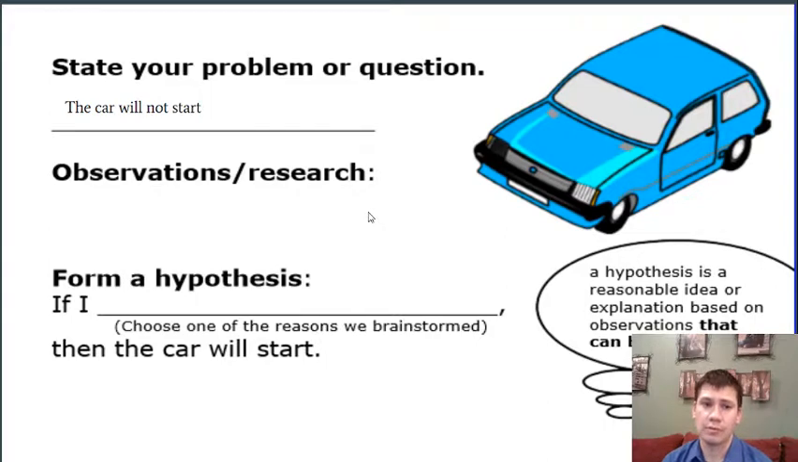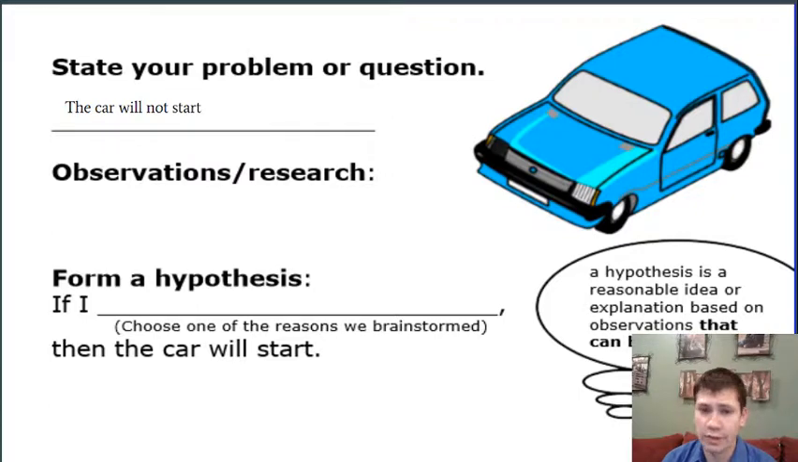That is our problem. And so we're going to do some observation, maybe a little research. Maybe we're going to go online and look a little bit about our year of car, why it won't start. Sometimes it's like the security alarm that goes off or it has a malfunction and that's why it doesn't start. Maybe we want to do some research online. But we're going to start with just observations. Remember, observations are facts that everyone would agree with.